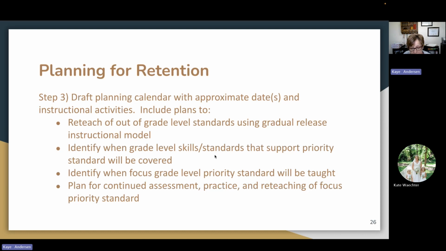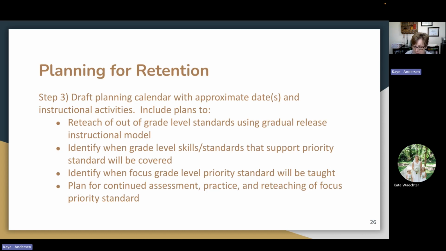If we're expecting them to do a grade level standard, then we need to make sure that they've mastered any of the out of grade level or in grade level standards and skills that come before it. Then we need to know in our scope and sequence when that priority standard will be taught. And then once it is taught to conclusion, we have to have some type of plan. How are we going to continue to assess it? How are we going to make sure that they don't lose it?